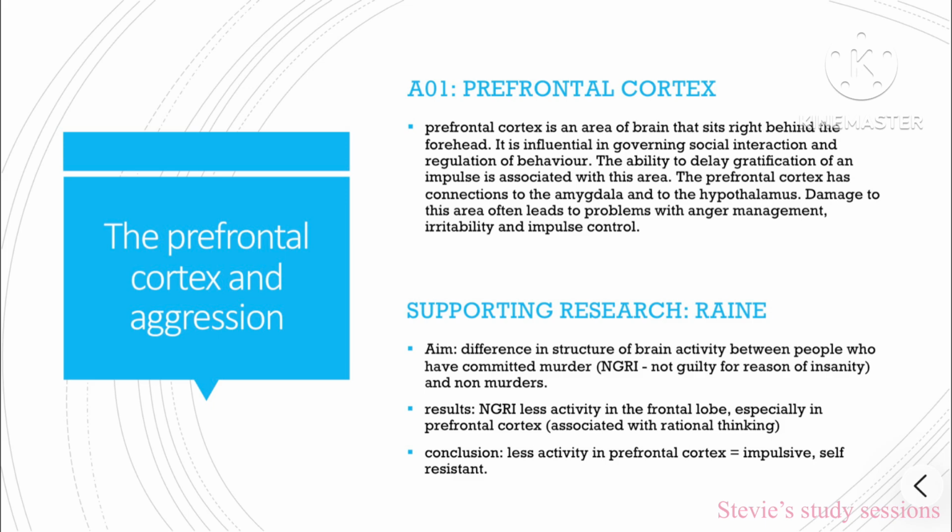Prefrontal cortex is an area in the brain that sits right behind the forehead. It influences social interactions and regulation of behaviour. Prefrontal cortex damage has connections to the amygdala and hypothalamus. Damage to this area often leads to a problem with anger management, irritability, and impulse control. Supporting research, Raine. He wanted to find out the difference in brain structure between NGRI murderers and non-murderers. He found that there was less activity in the frontal lobe, especially in the prefrontal cortex.